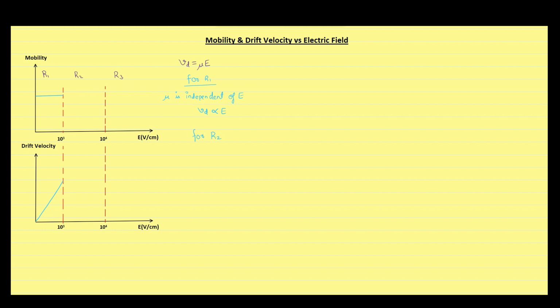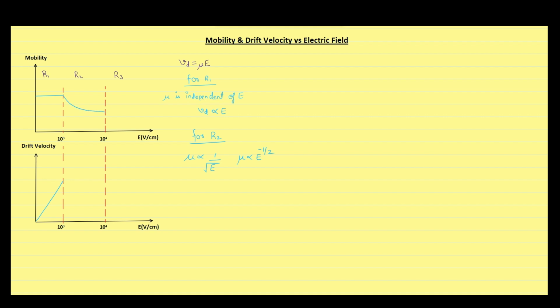Now, for the region R2, when we increase the intensity of electric field further, resulting in the increase of kinetic energy, the interactions between electrons and the lattice also increase, thereby reducing its mobility. So, in the region R2, mobility is inversely proportional to electric field intensity raised to the power 1 by 2. So, we will get a parabolic graph for the region R2.